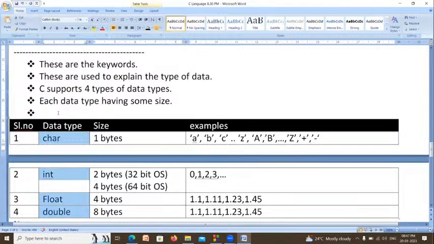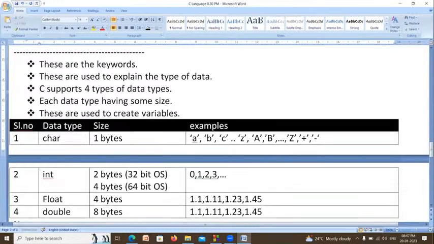Whenever you want to create a variable, then you have to use these data types. So these are used to create variables. What is the meaning of variables? Variables are nothing but the containers. Those are used to store the data.